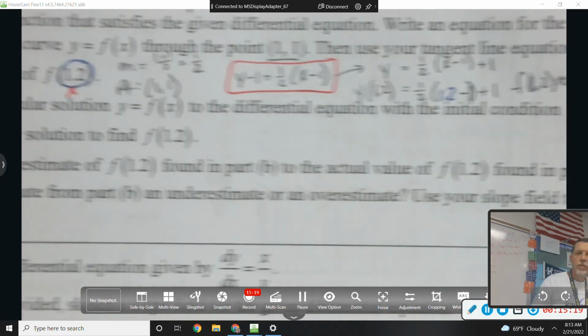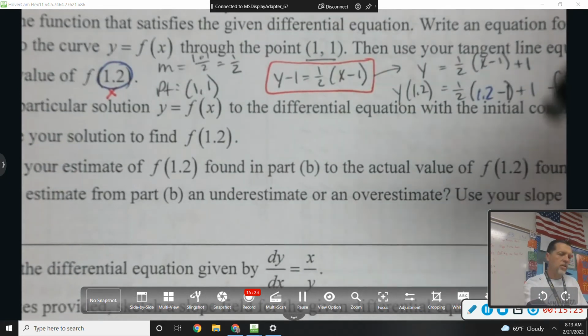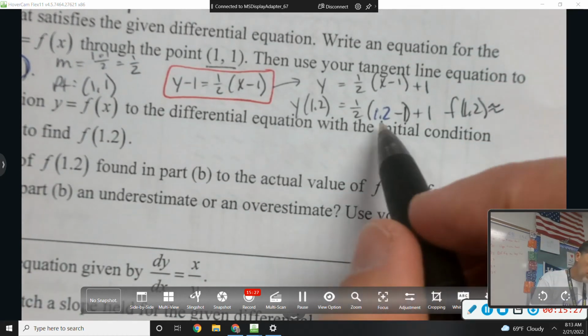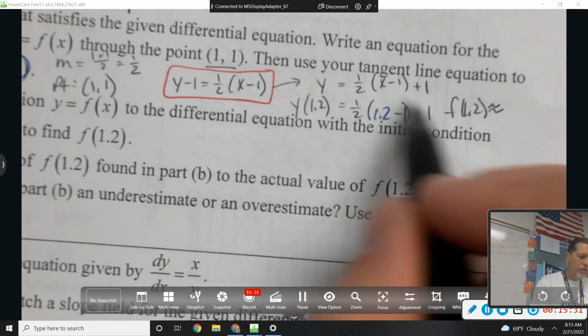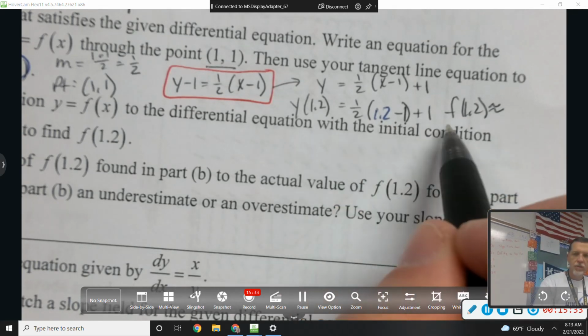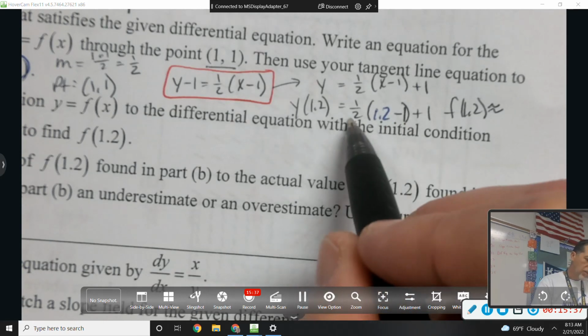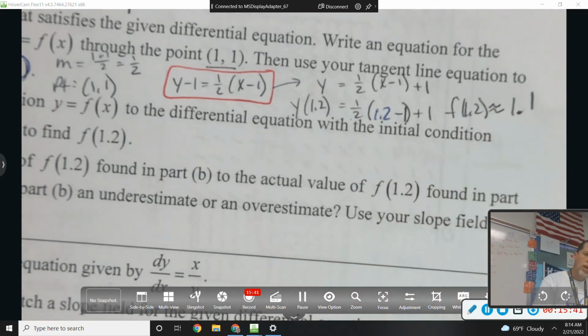And that will give me an approximation, a tangent line approximation. Let's see, 1.2 minus 1 is 0.2. Actually, that's a safe stop, but I kind of want to get a real answer here. 1.2 minus 1 is 0.2. Half of that's 0.1. 0.1 plus 1 is 1.1.